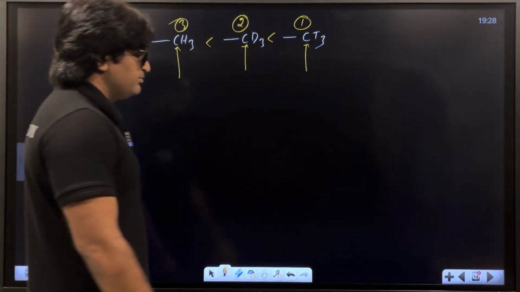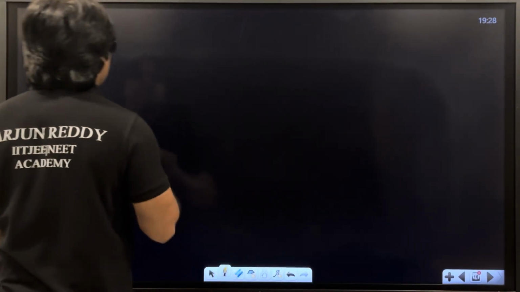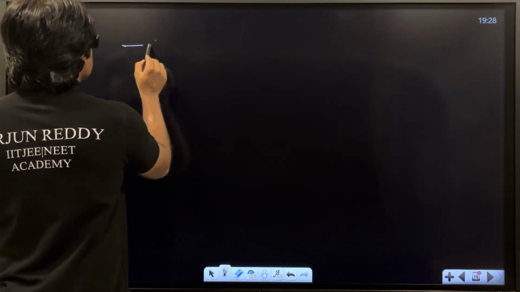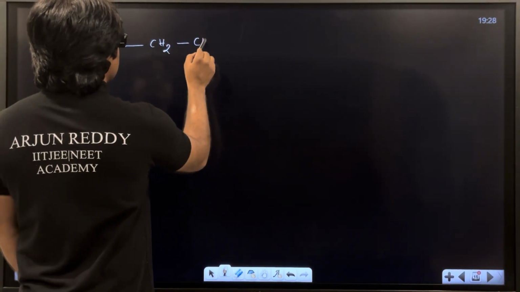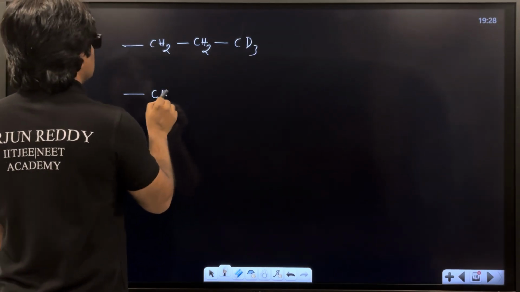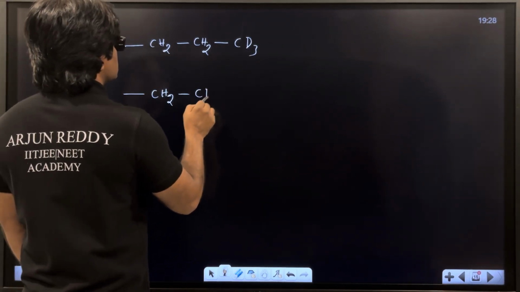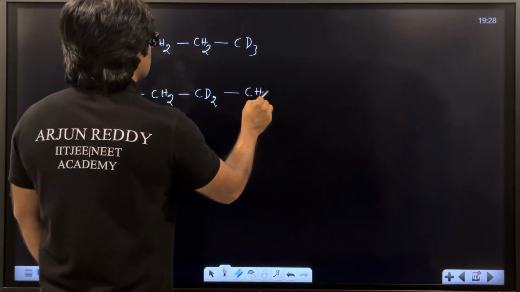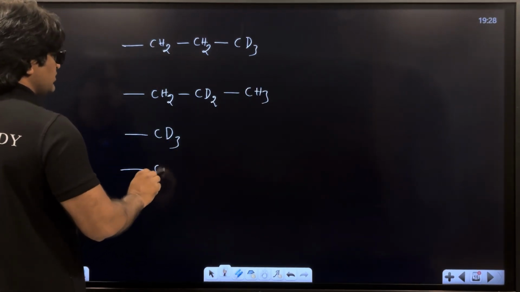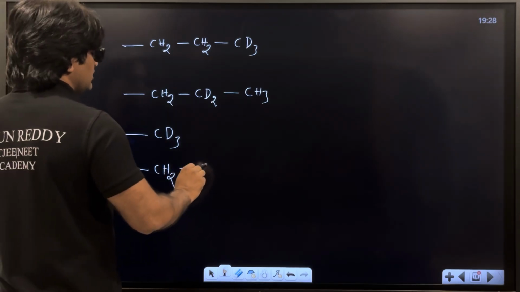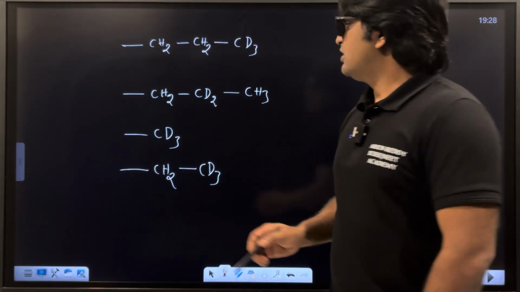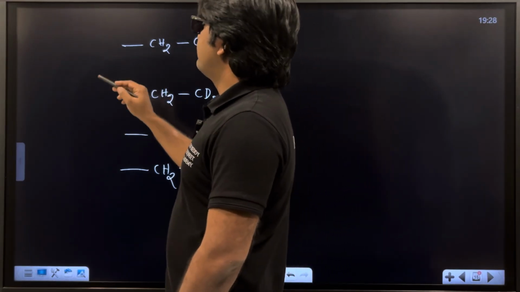For example, if molecules are given like this: CH2 and CD3. Next one CH2, CD2 and CH3. Next one directly CD3. Next one CH2 and CD3. So what is the way of giving priorities? Now here four groups are given.